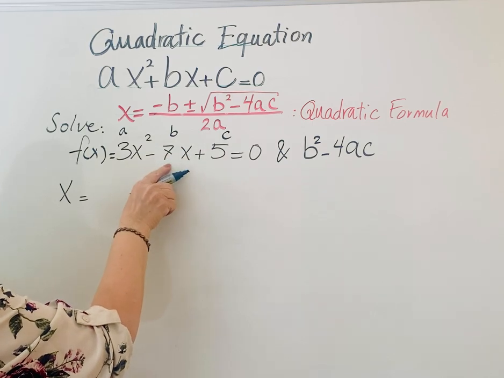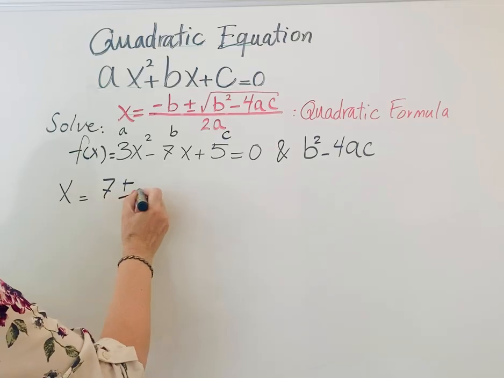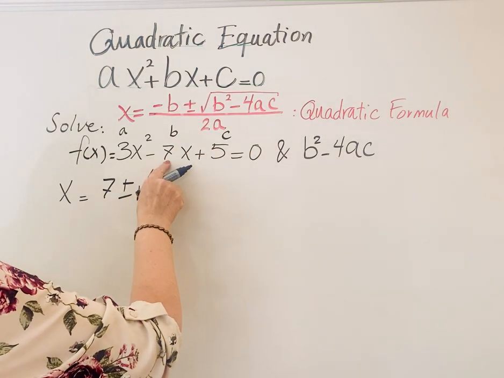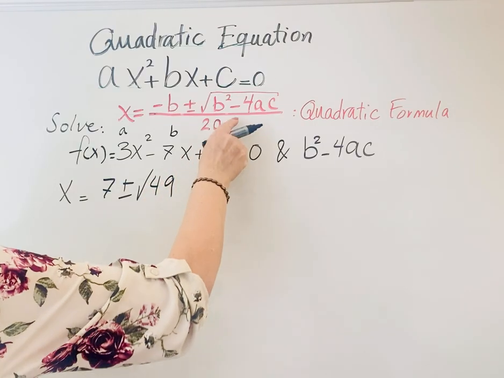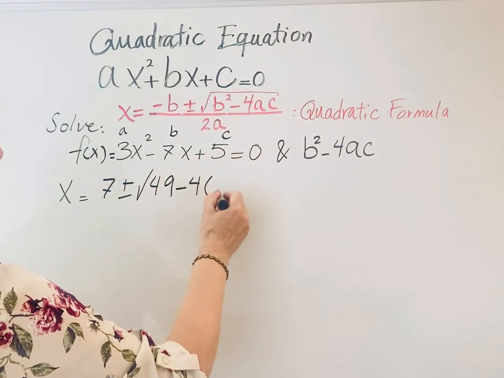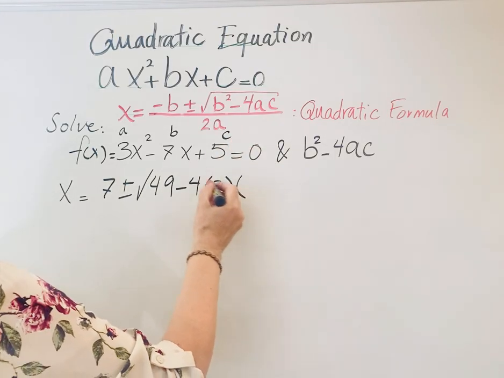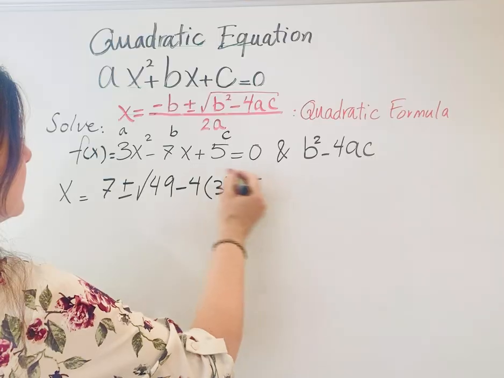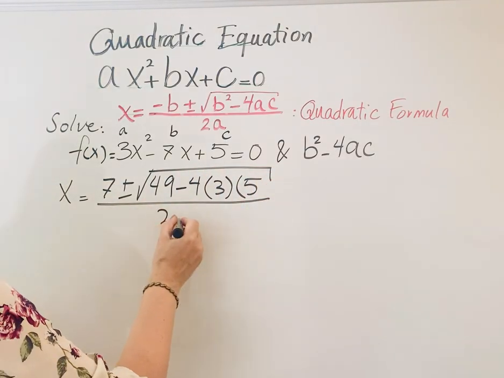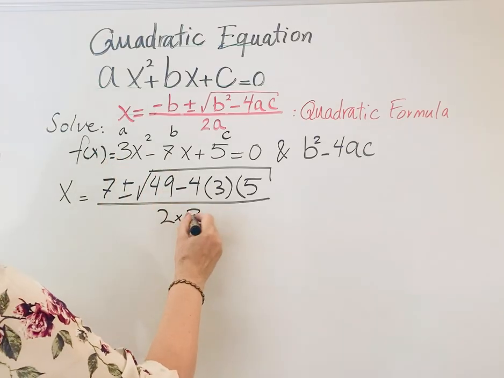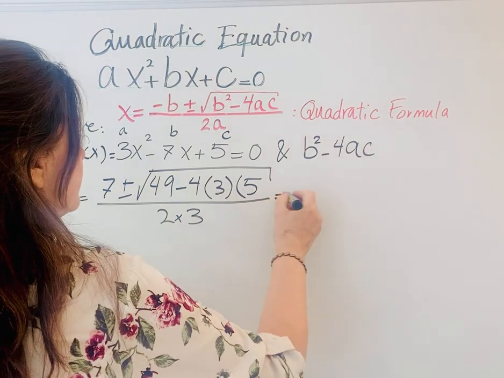B is -7. What is the opposite? It's +7. Plus minus radical. -7 squared, 49. Minus 4 times A. A is 3. C, C is 5. Close the radical, everything over 2 times A, right? Okay.